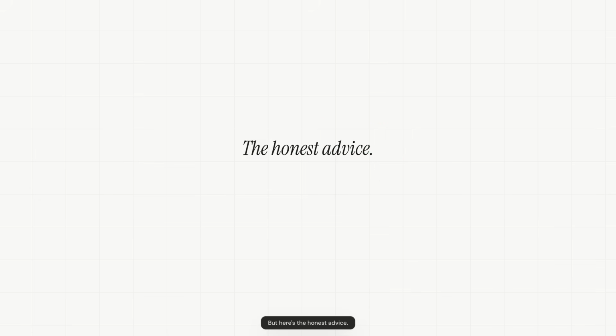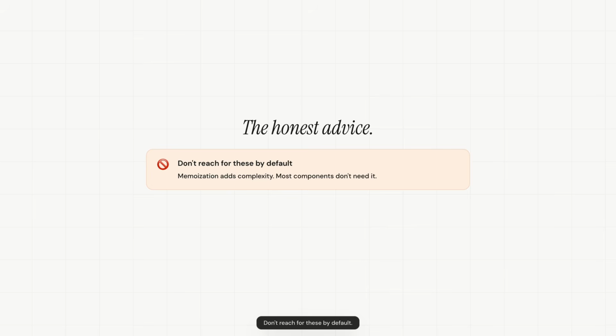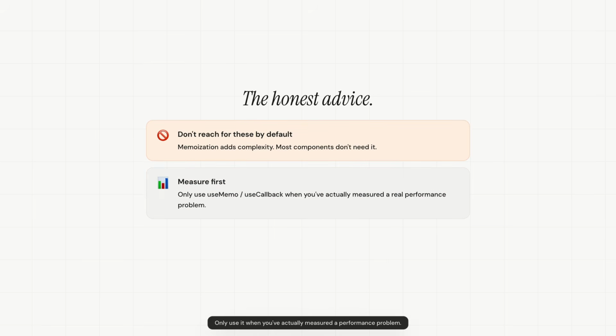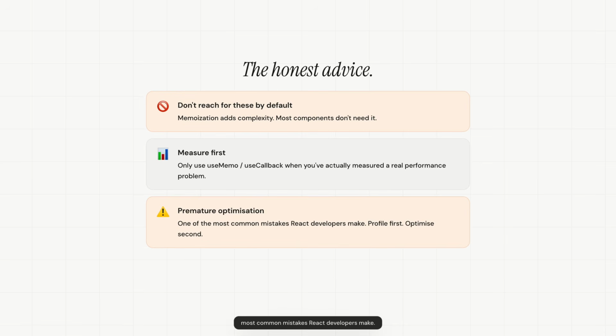But here's the honest advice. Don't reach for these by default. Memoization adds complexity. Only use it when you've actually measured a performance problem. Premature optimization is one of the most common mistakes React developers make.